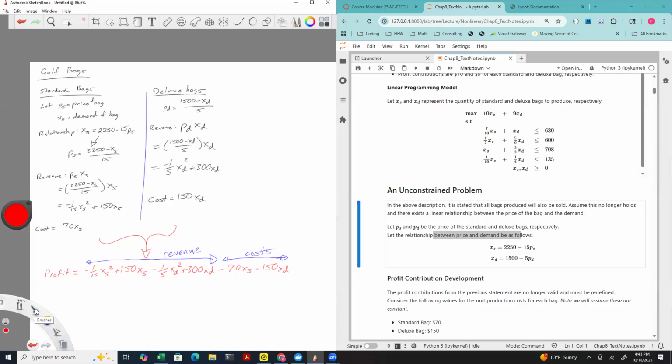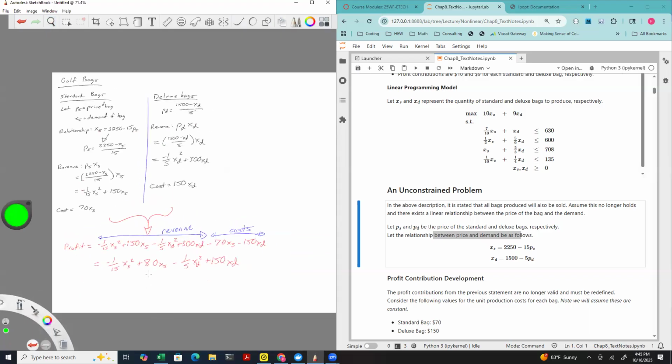And it looks like I could clean up some terms here, right? I've got some squared terms, but then also I've got a couple cases where I've got these linear terms with respect to each decision variable. So I'll go ahead and write that one more time. Negative 1/15 x of s squared, I've got positive 150 minus 70, so that's plus 80 x of s, minus 1/5 x of d squared plus 150 x of d. And the kicker here is that this right here now is our new objective function.